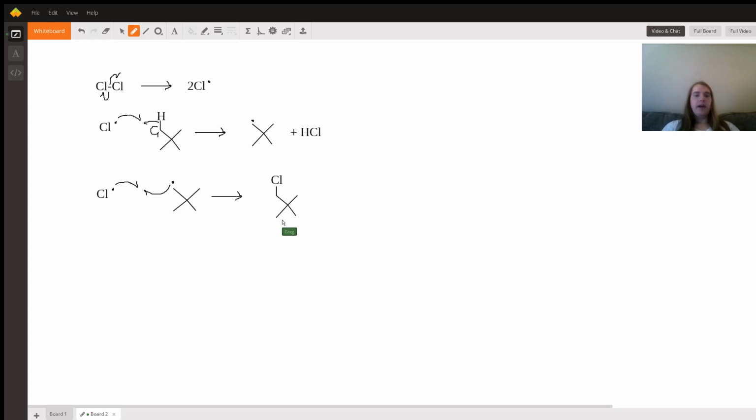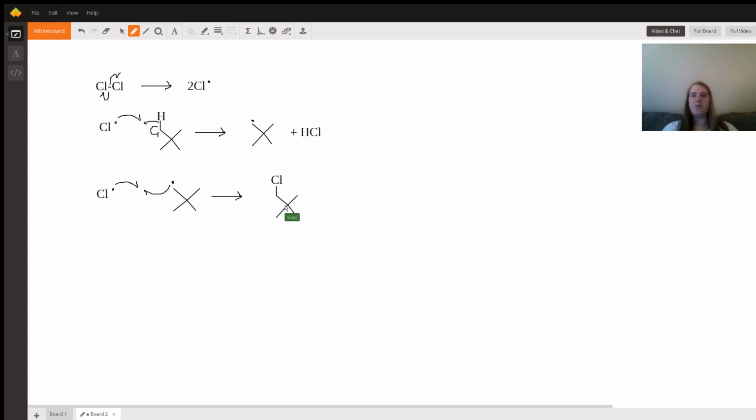So that is how you think about these questions. That is the mechanism for these radical halogenations of alkanes. The IUPAC name for this compound would be 1-chloro-2,2-dimethylpropane, so that would be the answer.